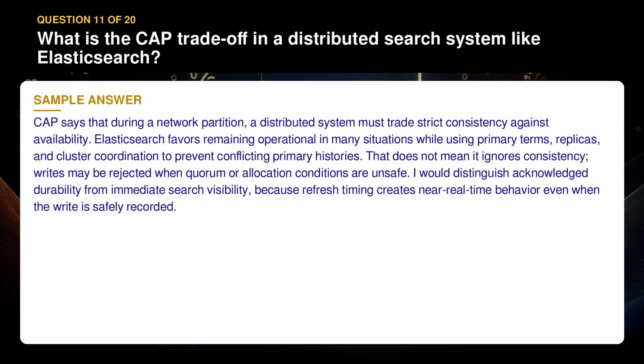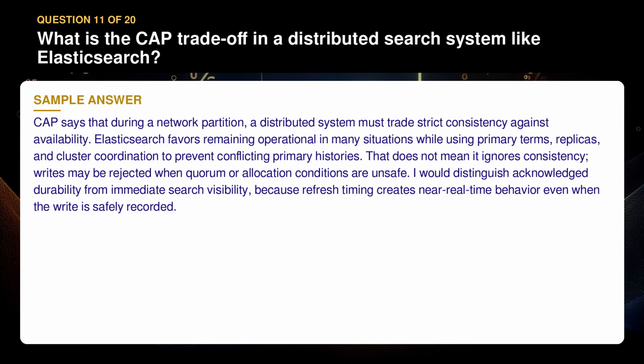CAP says that during a network partition, a distributed system must trade strict consistency against availability. Elasticsearch favors remaining operational in many situations while using primary terms, replicas, and cluster coordination to prevent conflicting primary histories. That does not mean it ignores consistency. Writes may be rejected when quorum or allocation conditions are unsafe.